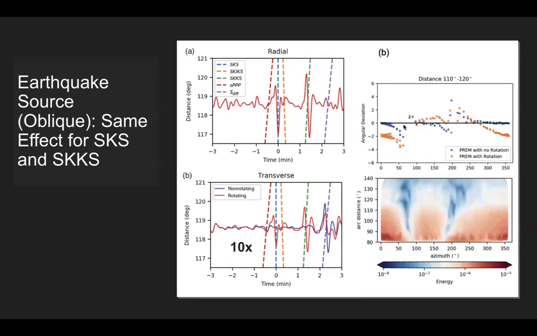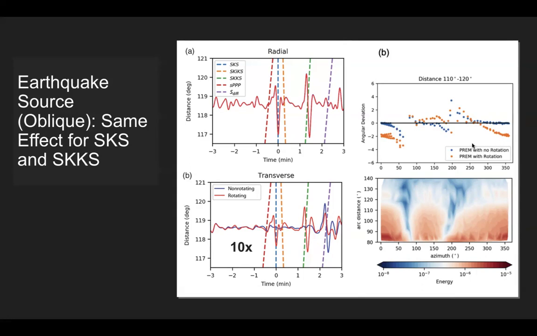Here I'm plotting the polarization anomaly. That's plotting the north component versus the east component and calculating the polarization and its deviation from the back azimuth. This is for PREM with no rotation in blue and then PREM with rotation. You can see most of the offsets are when the azimuths are mostly north-south, so when the phases are traveling along Earth's rotation.